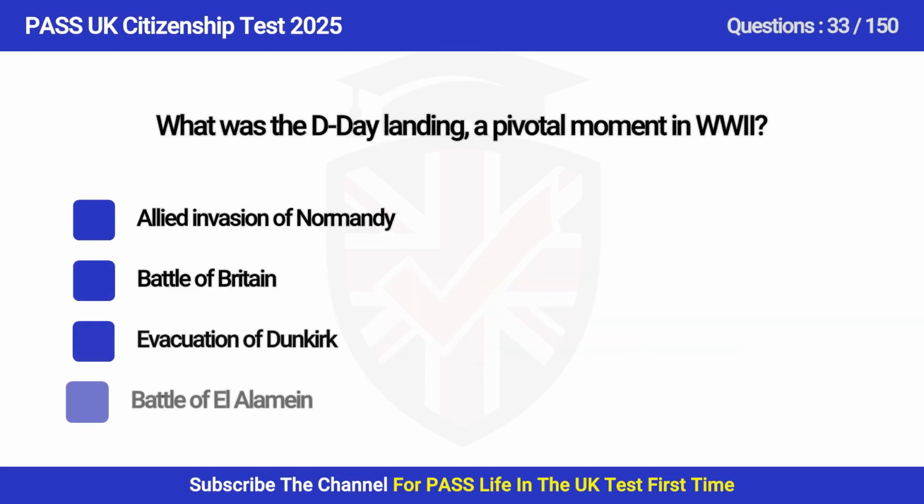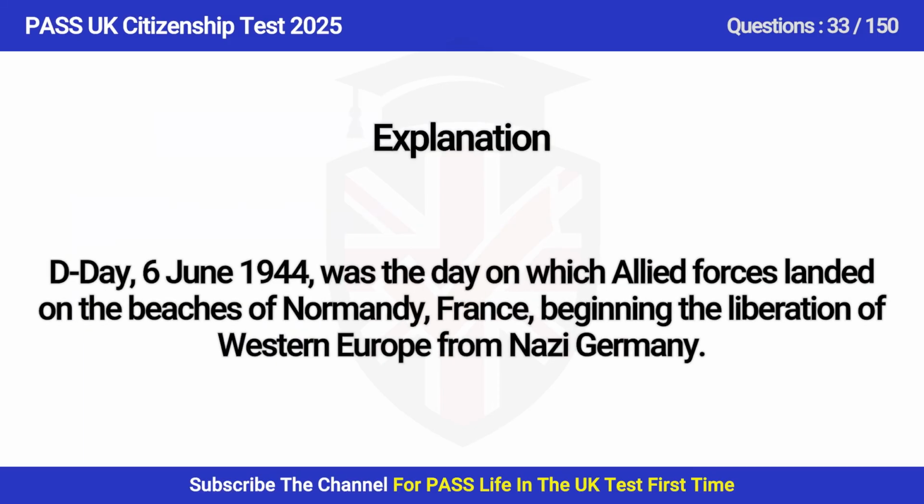Question 33. What was the D-Day landing a pivotal moment in? A. Allied invasion of Normandy, B. Battle of Britain, C. Evacuation of Dunkirk, D. Battle of El Alamein. Answer is A. Allied invasion of Normandy. D-Day, 6 June 1944, was the day on which Allied forces landed on the beaches of Normandy, France, beginning the liberation of Western Europe from Nazi Germany.